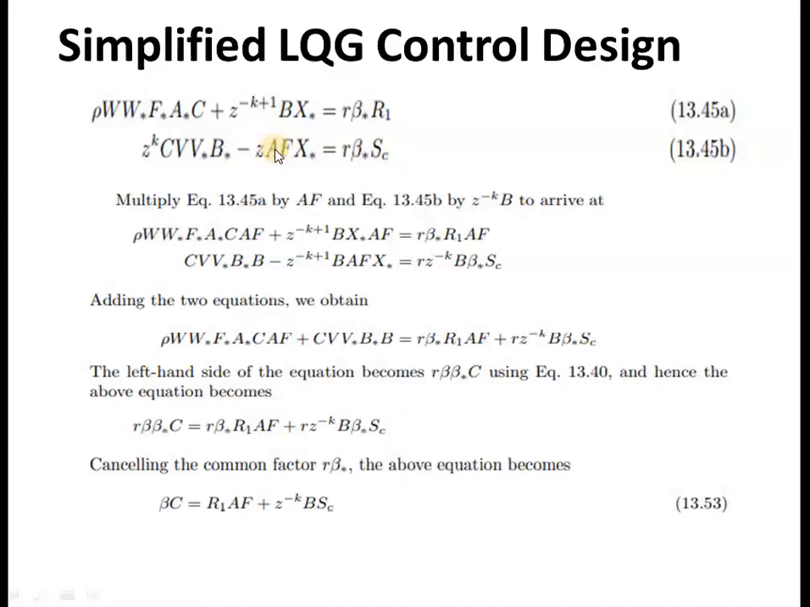Here z raised to minus k plus k means z raised to 1, and z raised to minus k, it comes out to be z raised to minus k plus 1, and for the remaining terms you can see z raised to minus k into b is multiplied to this term. Now after multiplication we have to add these two equations. We have to add the left hand side terms and right hand side terms.